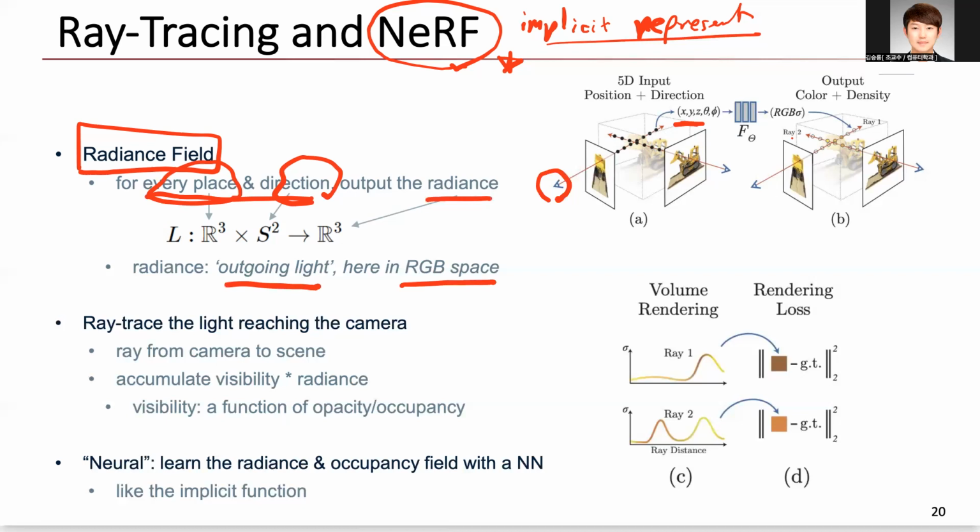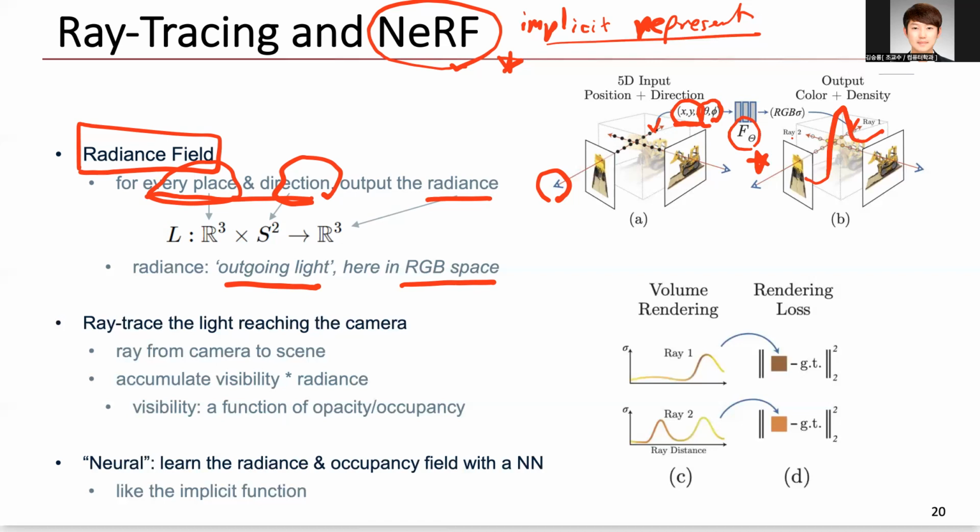What does it mean? By taking the x, y, z coordinate and viewing direction, we want to design a neural network that generates RGB and occupancy information at this position with this direction. This is the neural radiance field. In other words, by using this kind of F theta, I mean the neural network, we can represent any kind of 3D continuous and infinitely high-dimensional 3D space only with this neural network.